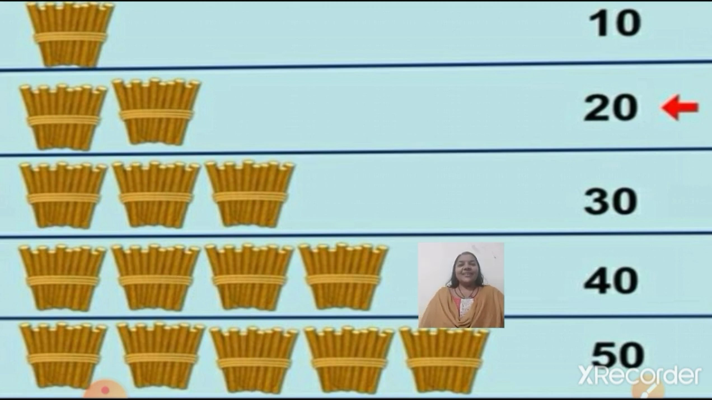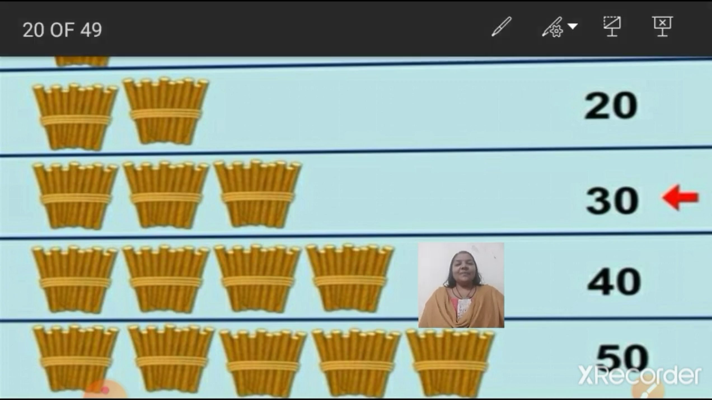Now look at the next picture. How many bundles of sticks can we see there? Yes, there are 3 bundles of sticks, and 3 tens means 30. Now look at the next picture. How many bundles of sticks can we see here, children? Yes, 4. 4 tens means 40.